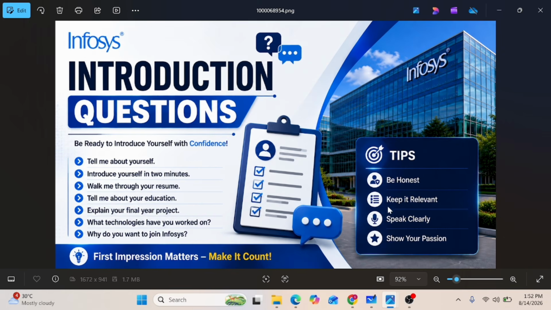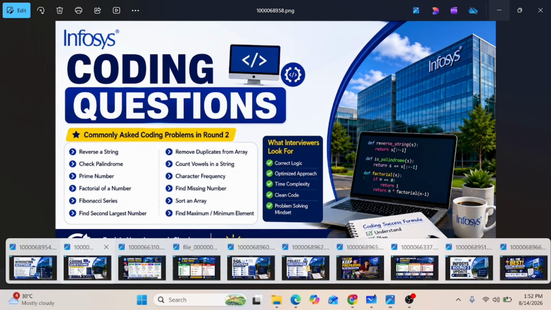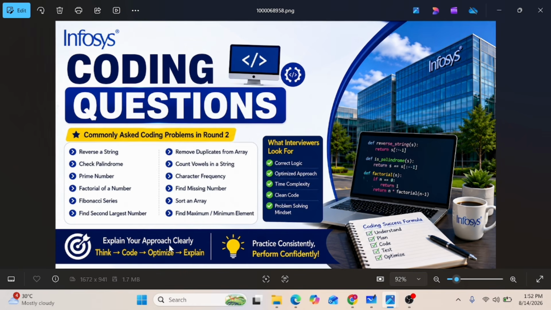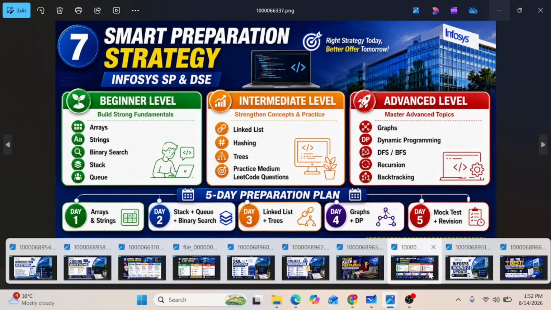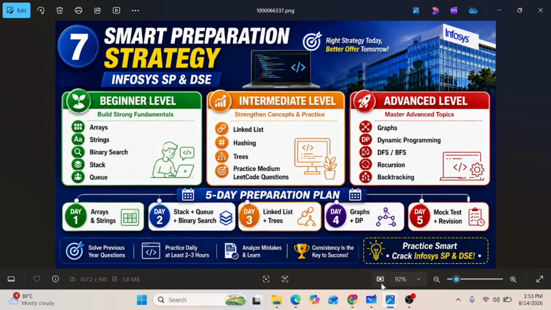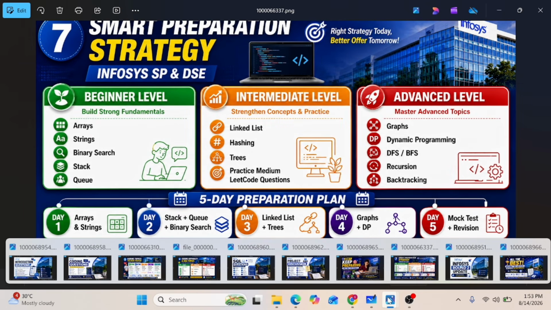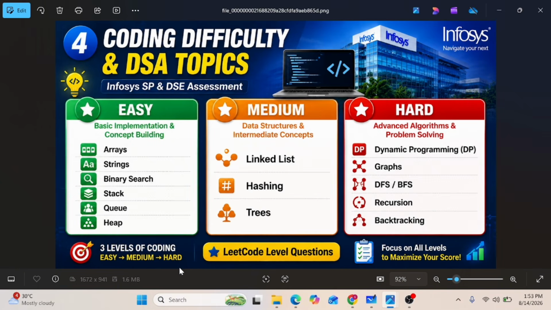After this self introduction, the interview moved to the DSA, and according to the experience, the candidate was asked coding problems involving greedy algorithm and linked list. The important point here is that you should not prepare DSA only by memorizing solutions. The interviewer may ask, why did you choose this approach? What is the time complexity? What is the space complexity? Can you optimize it? What about this edge case? So your preparation should include both coding and explanation.